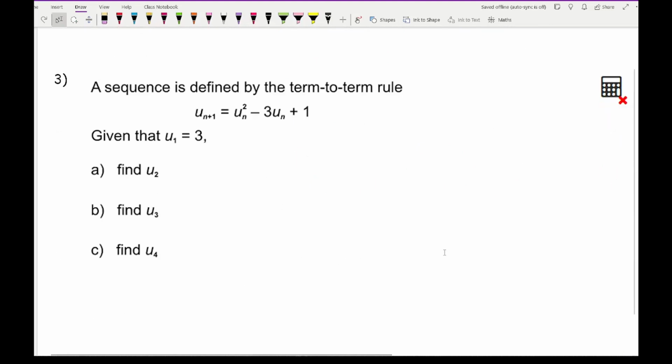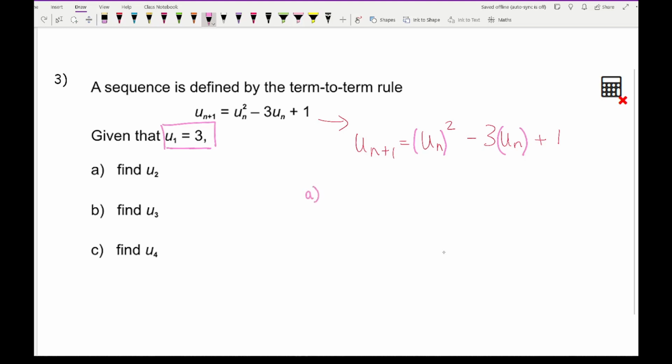Then moving on to our next example here, we've got a bigger or a longer, what some may say is more confusing rule. So we've got U_(n+1) equals U_n squared minus 3U_n plus 1. Now again, just to make things a little bit easier, I've put brackets around the U_n. And we know that U1 equals 3.